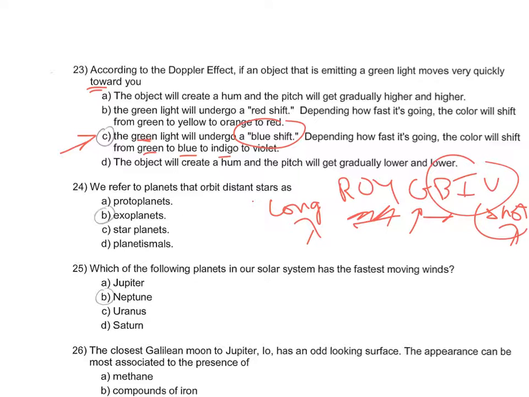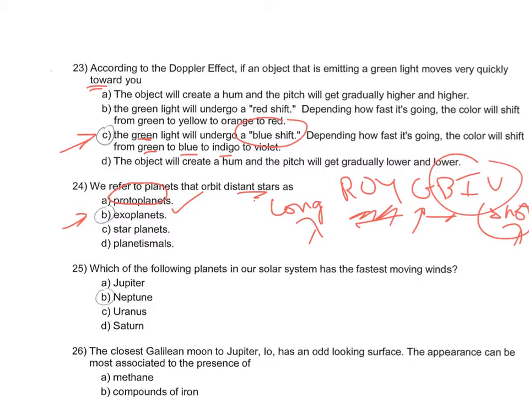Question 24. A planet that orbits a different star than the sun is called an exoplanet. So B is the best answer there. I think that protoplanets, remember, are actually baby planets, planets that are still accreting or snowballing. An exoplanet is a planet around a distant star. Exoplanets are more popular than even protoplanets. I know I showed you a lot of protoplanets in Orion, but exoplanets are even more popular.